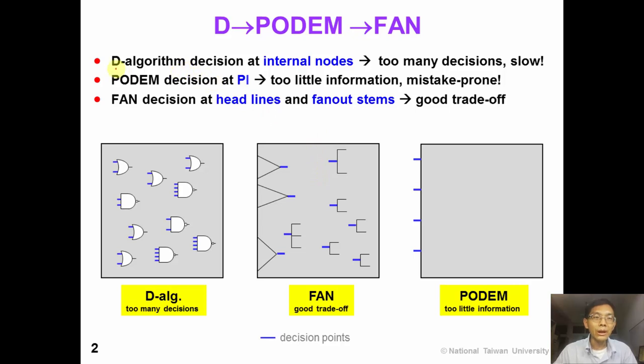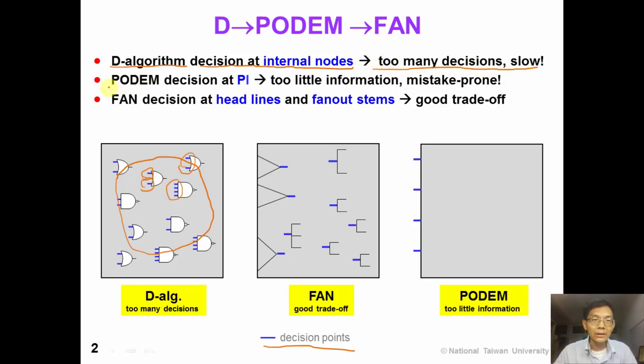As we recall, the D algorithm made a decision at every internal node of the circuit. As we can see, there are many gates in this circuit, and every blue line indicates a decision point. So there are so many decisions in the D algorithm, and the D algorithm is actually very slow.